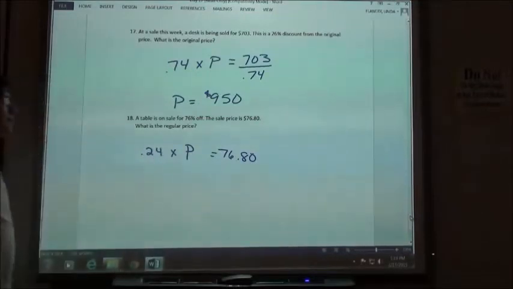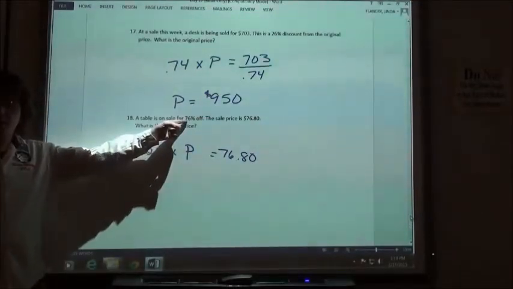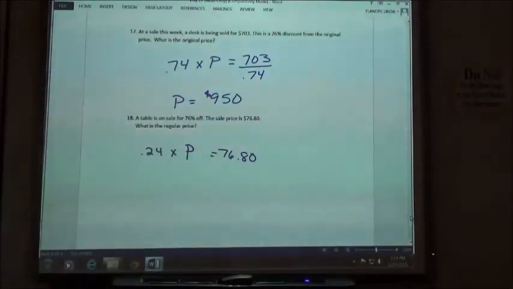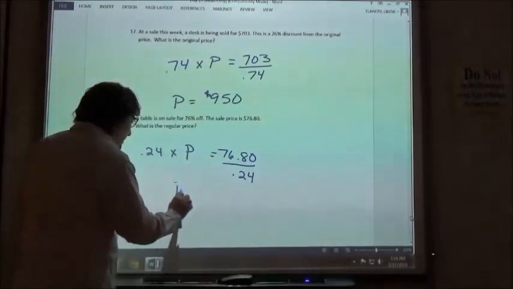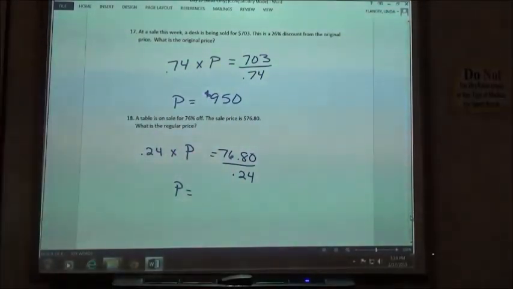That's the price you paid? Because I have to take it away from 100%, which is the full price, right? So full price is 100%. My discount was 76%. That means I paid 24%. And then again, we're going to divide to solve that. So 76.80 divided by 0.24 gives me 320.